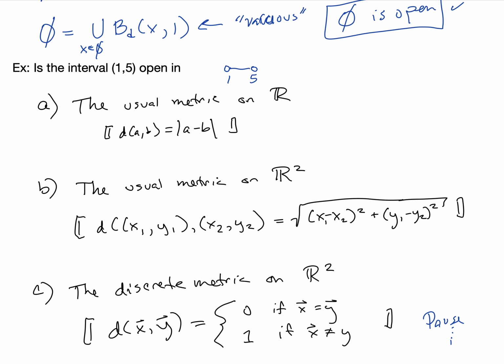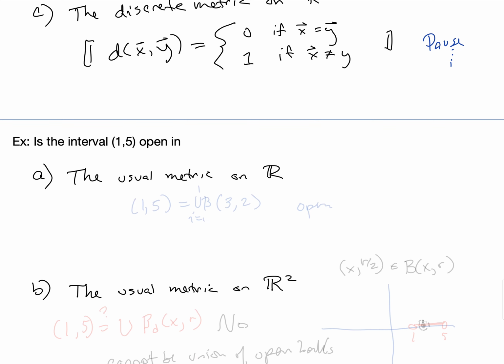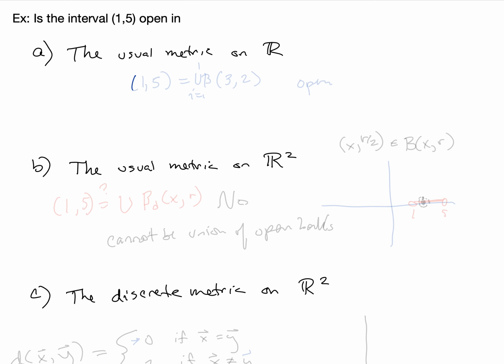Okay, so clearly this is open in the usual metric on R. (1, 5) is just one open ball, centered at 3 with radius 2. So it's the union from i equals 1 to 1 of this open ball. And so, yes, this is a union of open balls, and therefore it is open. How about the usual metric on R squared?